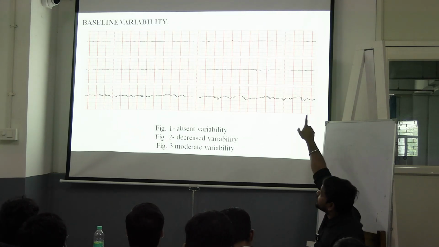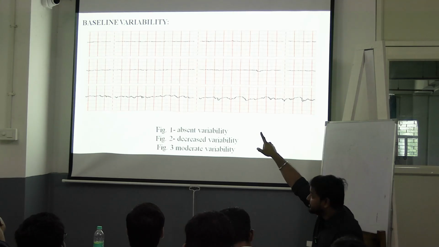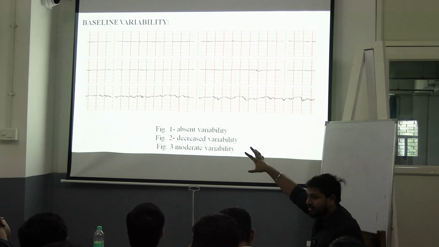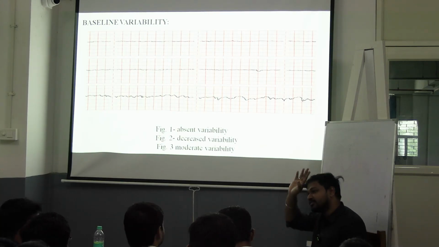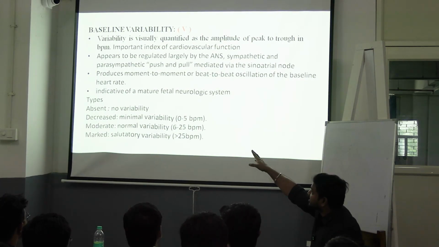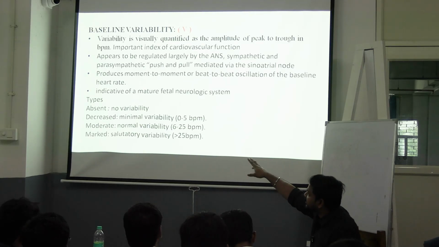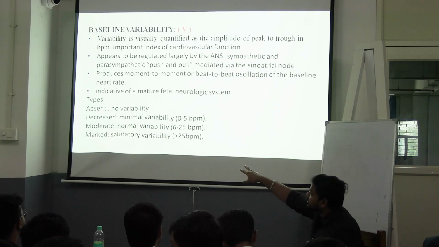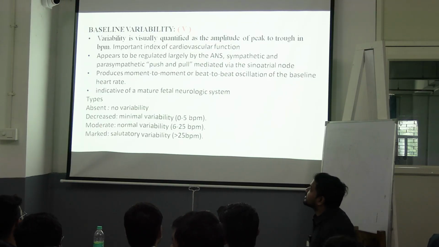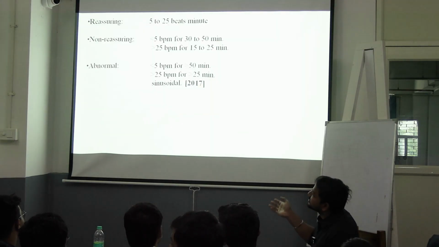See, there is no variability at all in the first. In the second one, there is minimal variability. In the third, there is moderate variability. In the first CTG I showed, there was good variability. So if it is 0 to 5, minimal variability; 6 to 25, normal; more than 25, saltatory. Saltatory is abnormal.